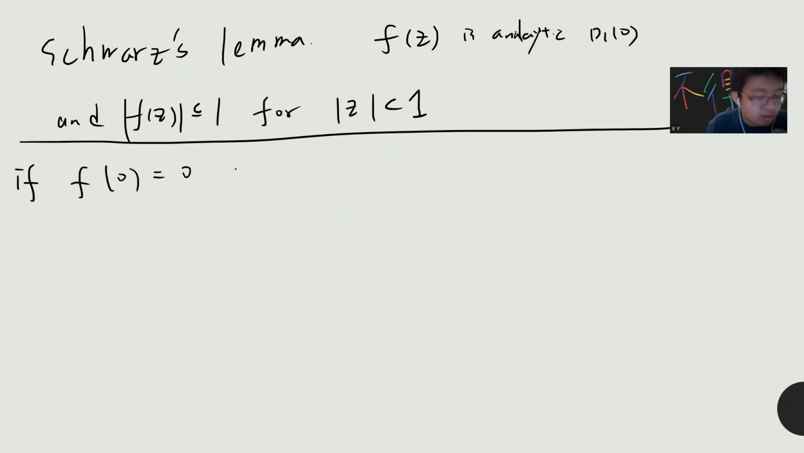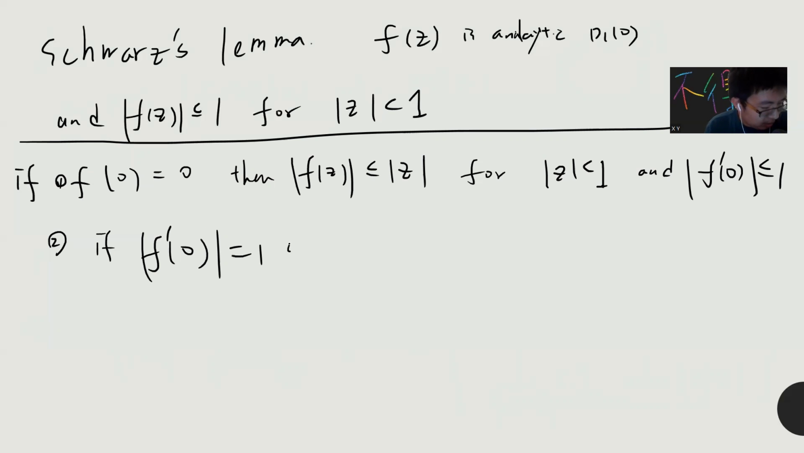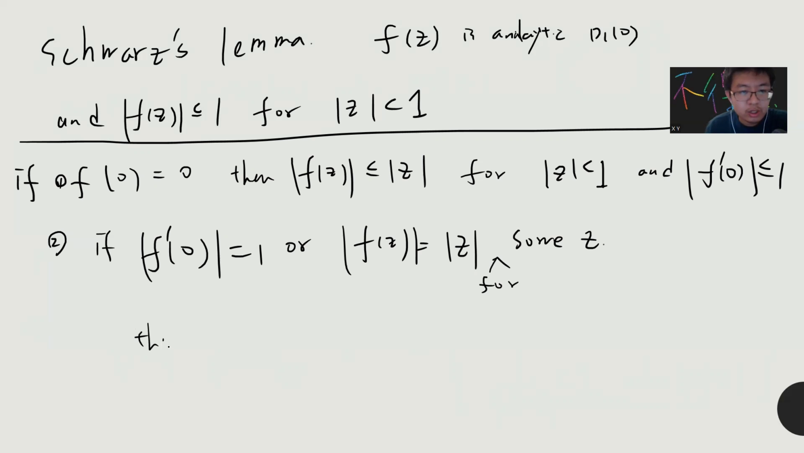If f(0) is 0, then |f(z)| ≤ |z| for all |z| < 1, and the derivative satisfies |f'(0)| ≤ 1. Okay, so the first one. The second one tells you that if |f'(0)| is 1, or |f(z)| is exactly the same as |z| for some z, then we always have f(z) equals its linear cz, where |c| is 1.